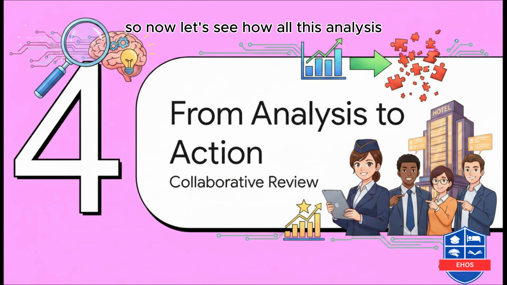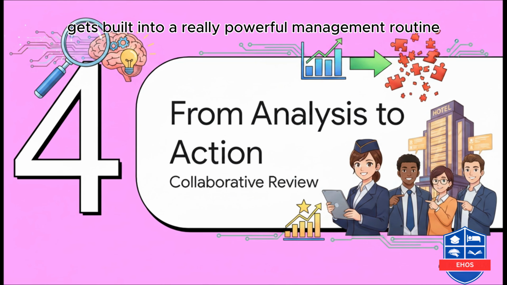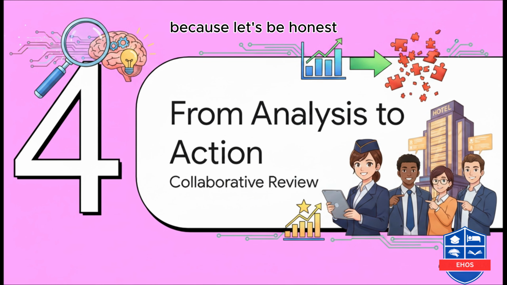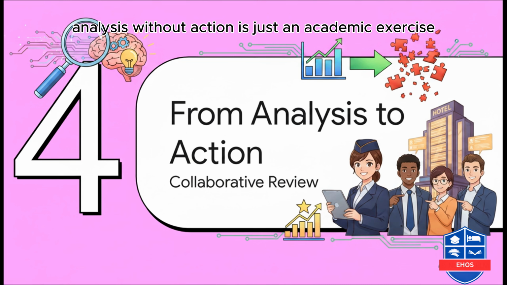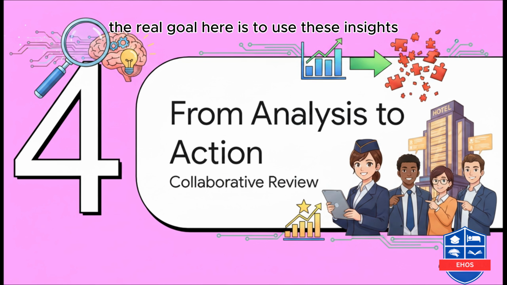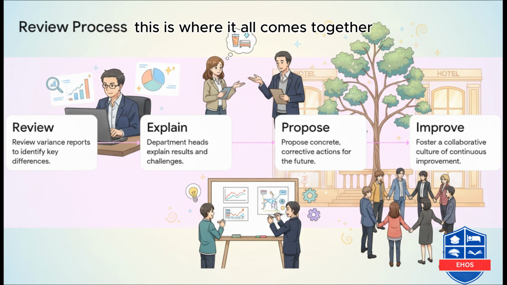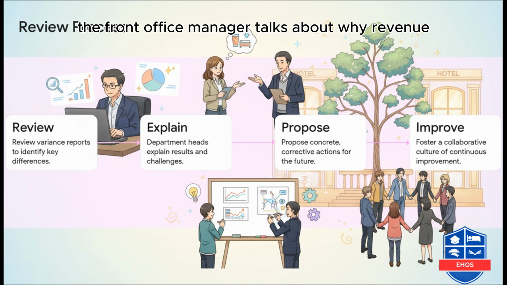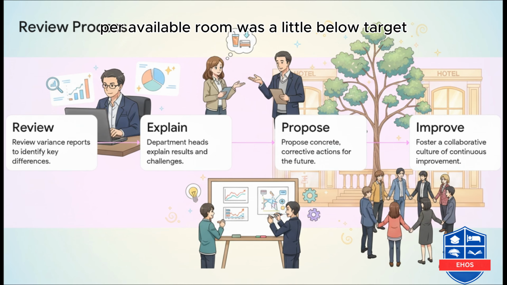So now, let's see how all this analysis gets built into a really powerful management routine. Because, let's be honest, analysis without action is just an academic exercise. The real goal here is to use these insights to actually improve how the hotel operates. This is where it all comes together in your regular performance review. The general manager looks at the reports, then sits down with the department heads. The food and beverage director explains why their costs were over budget. The front office manager talks about why revenue per available room was a little below target. But this isn't an interrogation. It's a collaborative conversation, totally focused on problem solving and coming up with concrete, corrective actions for the future.